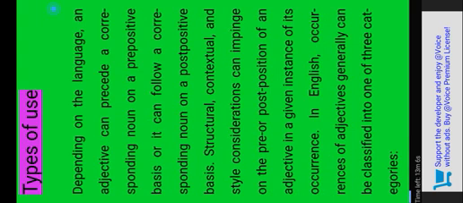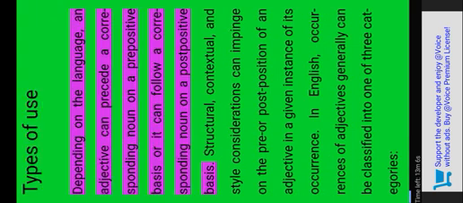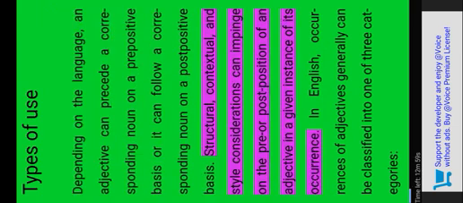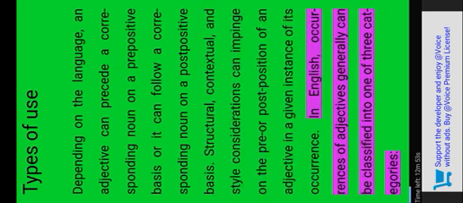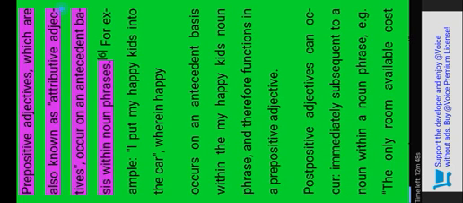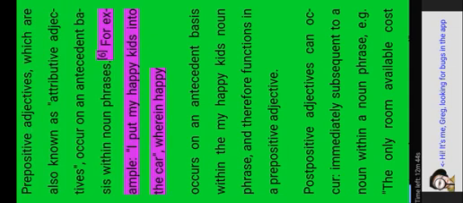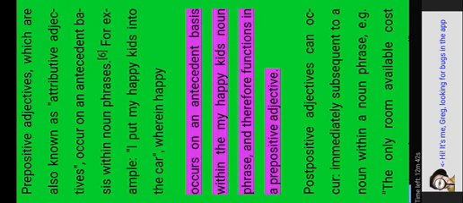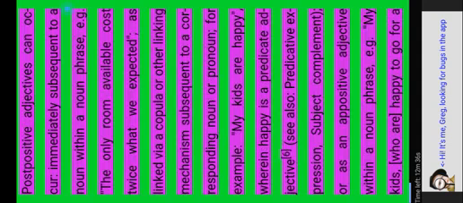1. Types of use. Depending on the language, an adjective can precede a corresponding noun on a prepositive basis or it can follow a corresponding noun on a postpositive basis. Structural, contextual, and style considerations can impinge on the pre- or postposition of an adjective in a given instance of its occurrence. In English, occurrences of adjectives generally can be classified into one of 3 categories. Prepositive adjectives, which are also known as attributive adjectives, occur on an antecedent basis within noun phrases. 6. For example, I put my happy kids into the car, wherein happy occurs on an antecedent basis within the my happy kids noun phrase, and therefore functions as a prepositive adjective.